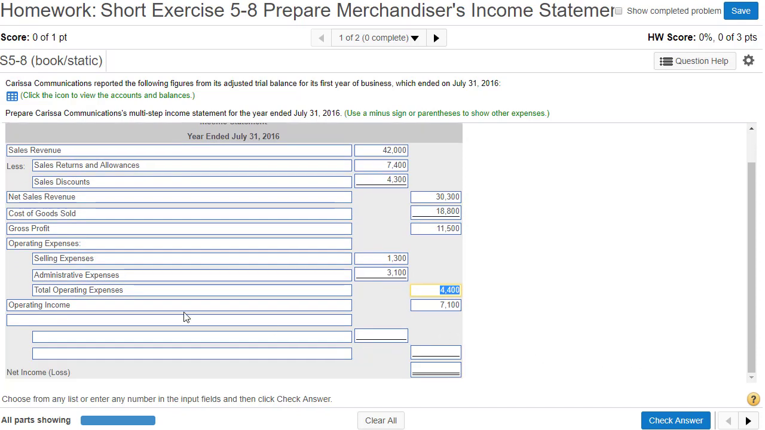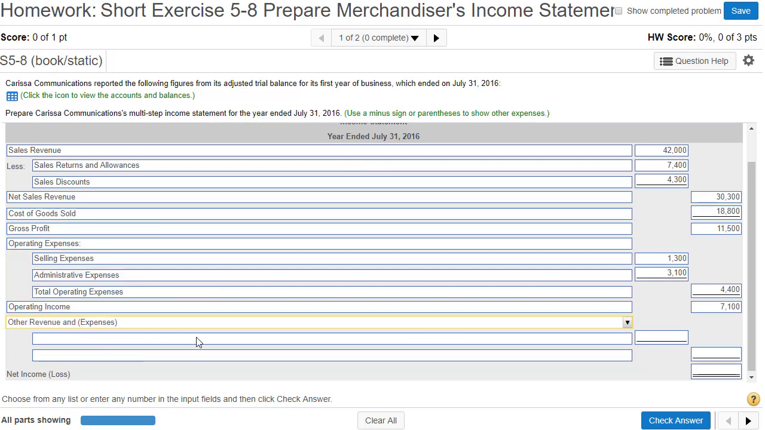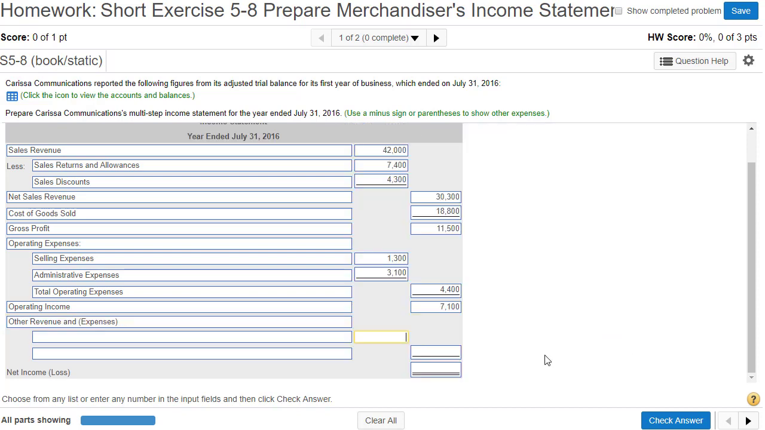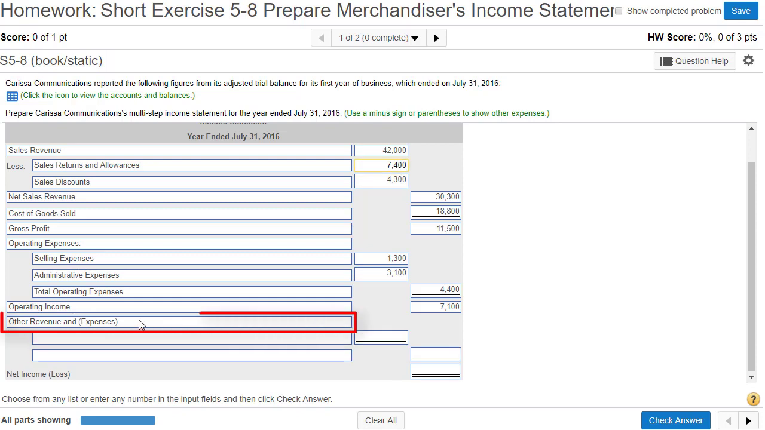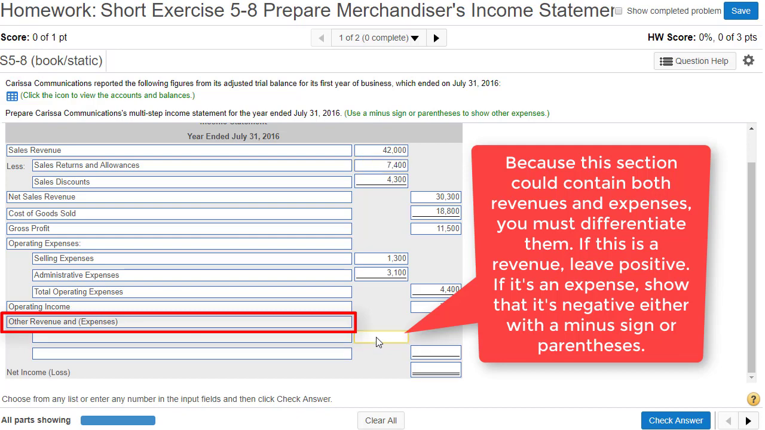Scrolling down here, we now have the miscellaneous expenses and revenues. They call them other revenue and expenses. Now this part is where my accounting lab is going to get tricky. Down here in this section, notice this section could either be revenues or expenses. So we have to tell my accounting lab that if it's an expense, we have to put a negative here.